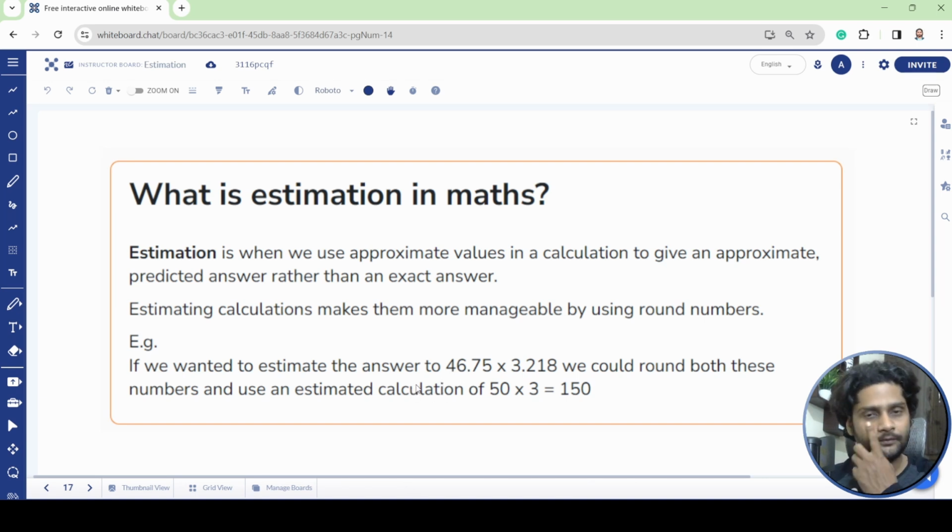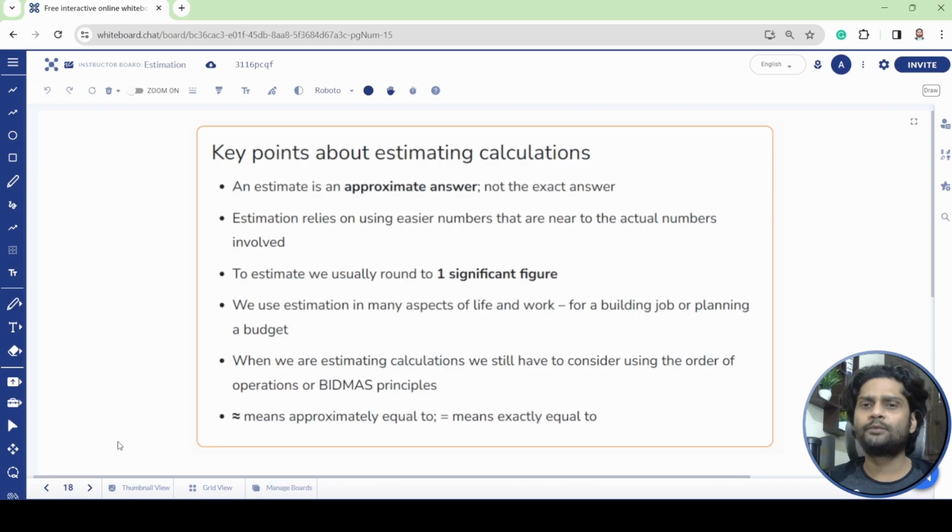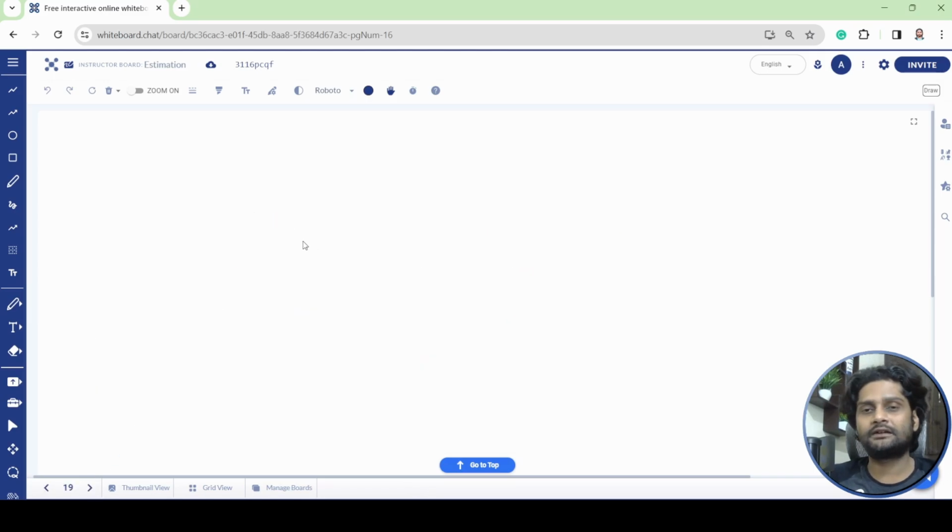So in that scenario, we perform estimation, and we do it by considering numbers to a certain significant figure. Mostly we round the numbers to one significant figure, and we perform the calculation. We often use this symbol, which means approximately equal. The two straight lines mean exactly equal, but when we draw this kind of wavy equal sign, that simply means it's approximately equal.